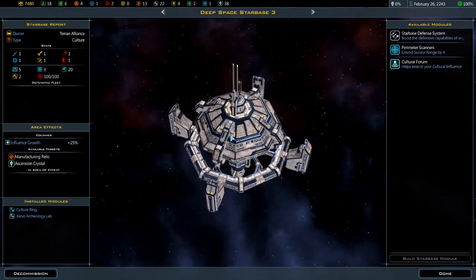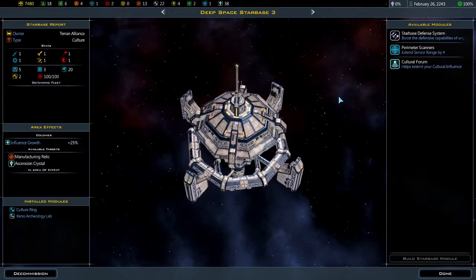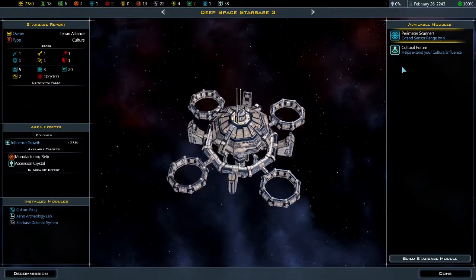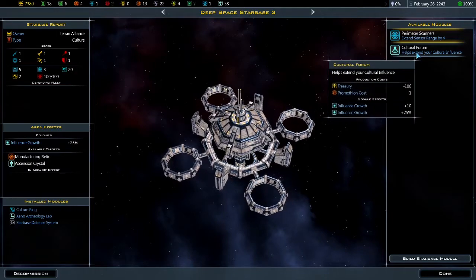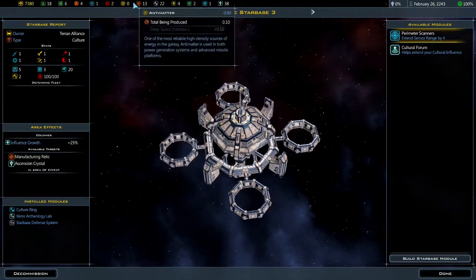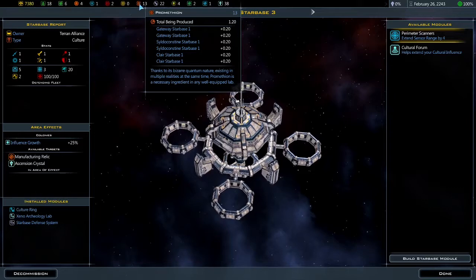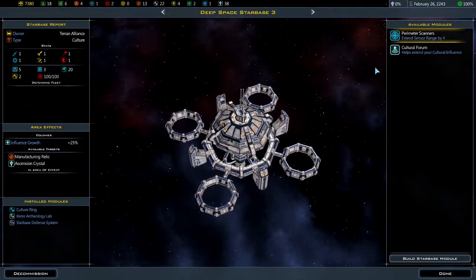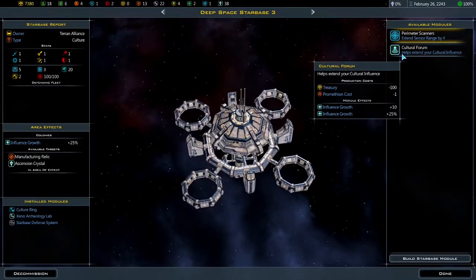For example, in here we have a cultural starbase, and a nice thing to increase your influence in the starbase is to get these extra modules. For example, this one costs 100 gold and 1 Promethean. Promethean is something you are generating a lot of pretty often, because it's pretty easy to encounter and it is used for a lot of things. Just 1 Promethean for plus 10 and plus 25% influence growth is pretty nice.